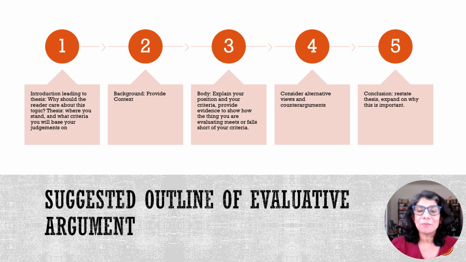The body part of your paper is where you go back to your thesis and you look at your criteria and you explain them. So for each criterion, you describe it and then you provide evidence from credible sources, or if you're talking about a movie, from the movie to support that point.